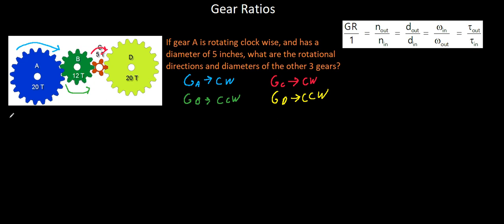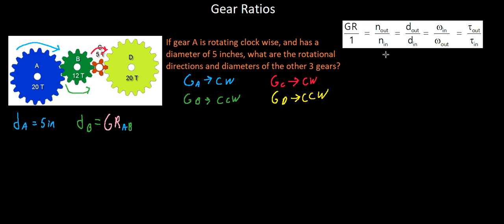And it's really not that hard, but assuming that the diameter of gear A is 5 inches, what is the diameter of the other three gears? So let's go ahead and start by finding the diameter of gear B. To find this, I'm going to use the gear ratio of what I know, which is the gear ratio of A to B. We'll use blue for A, and green for B, just to keep it nice and consistent.